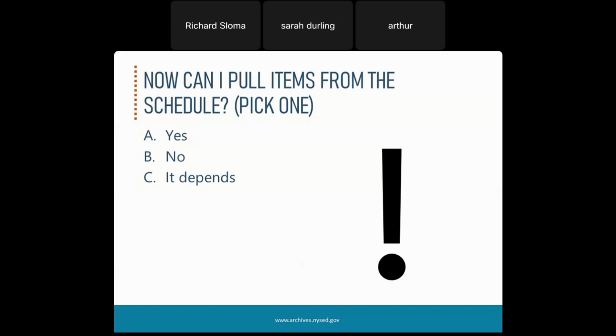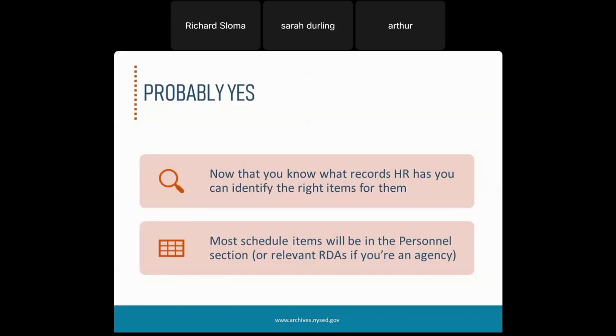I love that we have managed to get so many people on the it depends wagon, because that is so much about records management. A or C is probably the best answer. You might have unresolved questions or issues, maybe you're not in the right place for this at this time. You still need to talk to X person, Y person, or something just doesn't make sense in the information that you have, in which case you want to go back and follow up on that before you start pulling things from the schedule. But if everything looks kosher, everything makes sense, then yeah, you probably pull things from the schedule at this point. You know what records HR has, you can identify the right items for them.